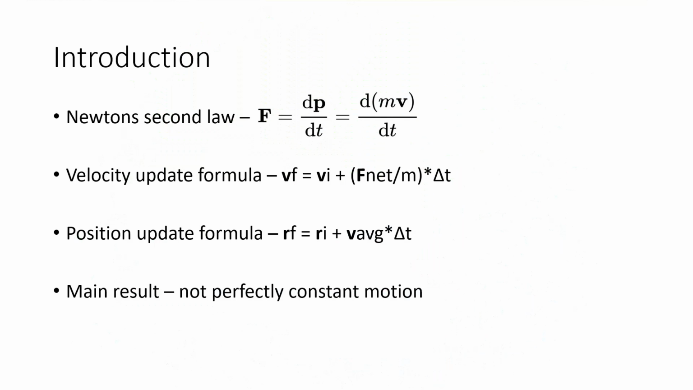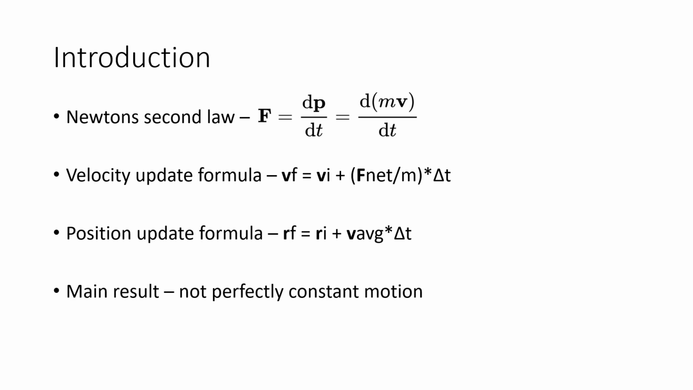For the theoretical model, we used Newton's second law, which states that force equals change in momentum divided by change in time. The velocity update formula states that the final velocity is equal to the initial velocity plus the net force divided by mass multiplied by the change in time, and the position update formula states that the final position is equal to the initial position plus the average velocity times the change in time.